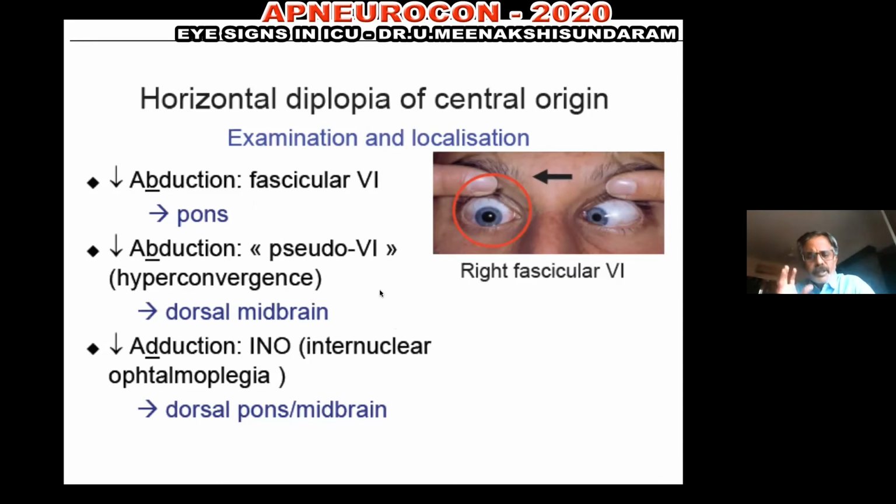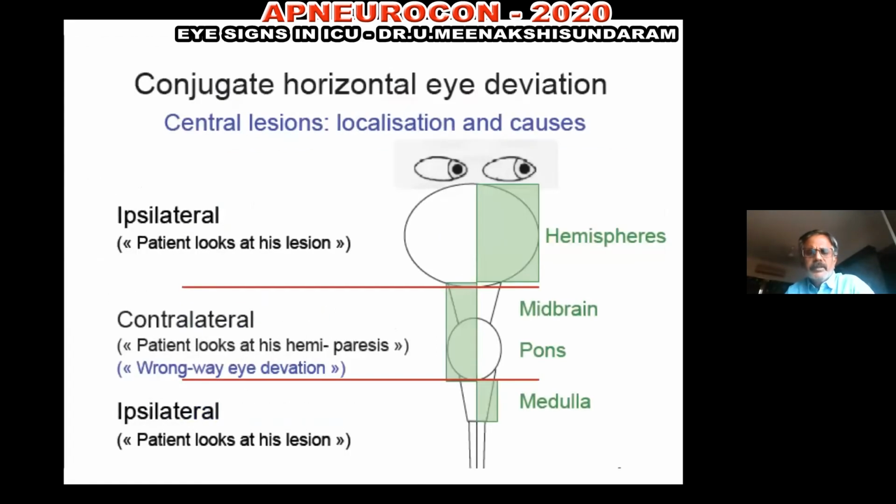So it's important to first make sure what we are dealing with. If you look at this patient, he is obviously trying to abduct, and this eye is not going out while the left eye is adducting well. So this is a right sixth nerve. But if you do the OCR, you will make out that this is a nerve palsy.